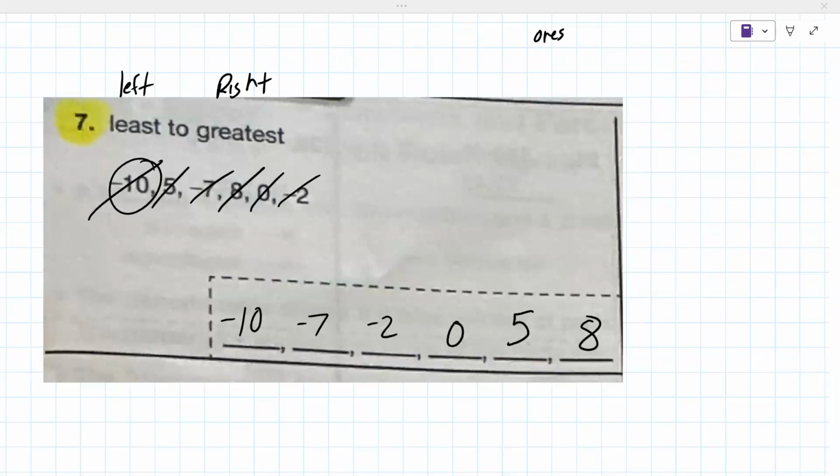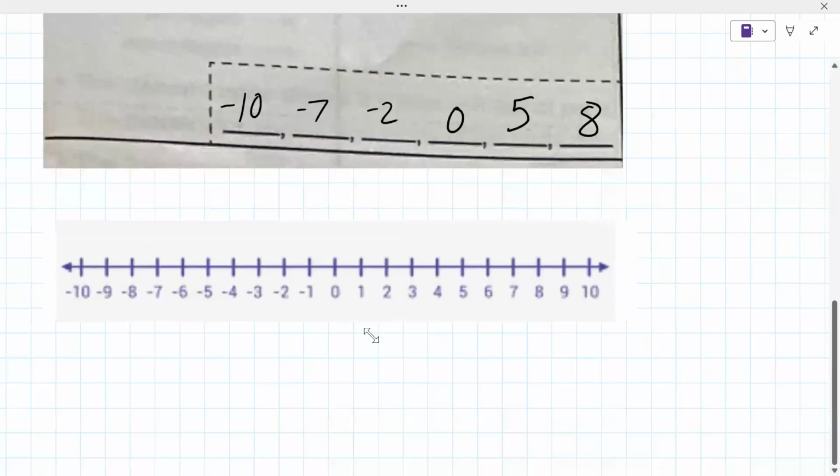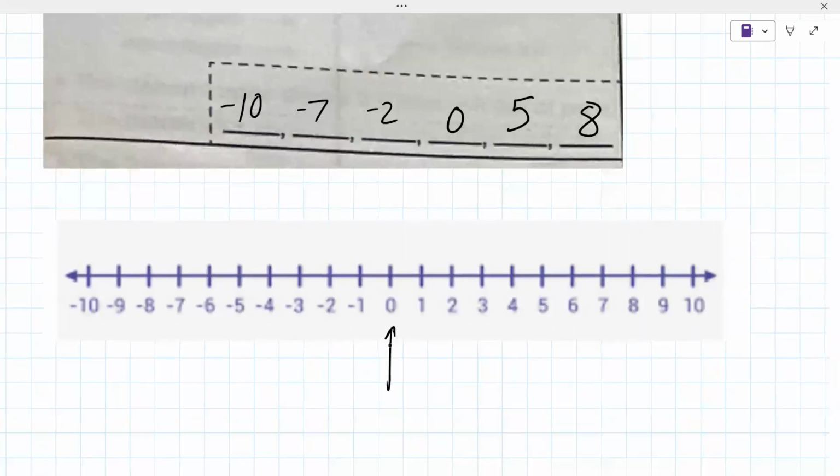Do you have a number line? No. You know what I'm talking about when I say number line though? No. Okay, let me snip one in front of you here, because that's really the key to doing these problems from least to greatest. On this number line, zero is right in the middle. This is the least. This is the greatest. That's how you do these problems. Any questions on that?